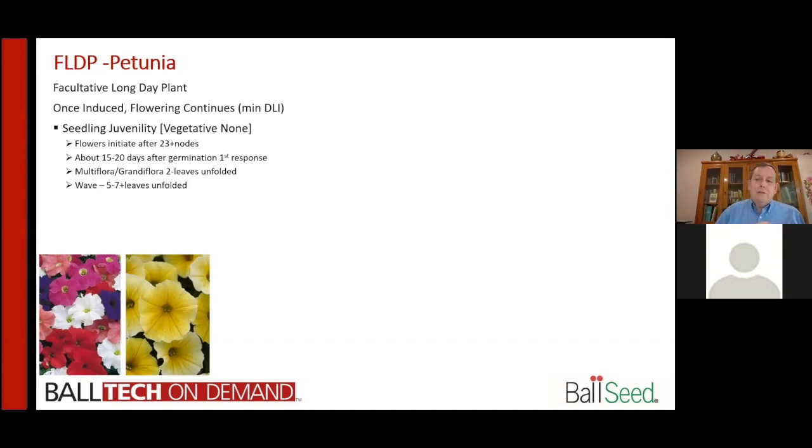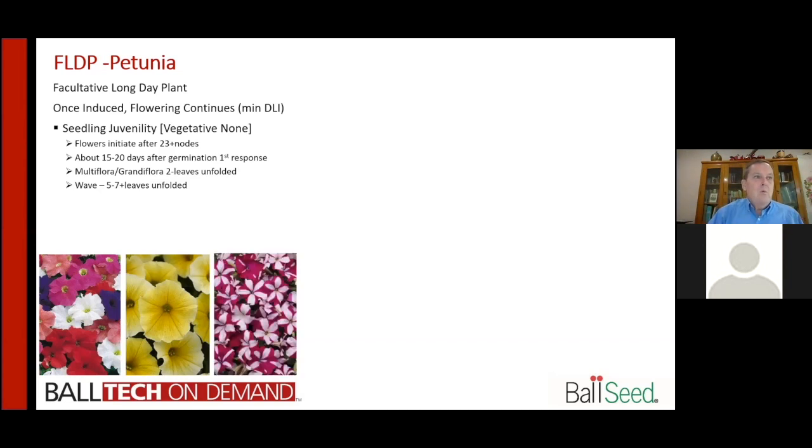Wave petunias are a little bit different in their breeding, and so they require about 5 to 7 leaves to unfold. And for leaf unfolding, you count the leaf that's straight up as the first leaf, and then count them all the way down, but you don't count the cotyledons. So once you've got 5 to 7 leaves on a wave, it can be induced. Lighting before that makes no difference. Lighting after that just causes a further delay in flowering. So that's when you really want to hit them the first time.